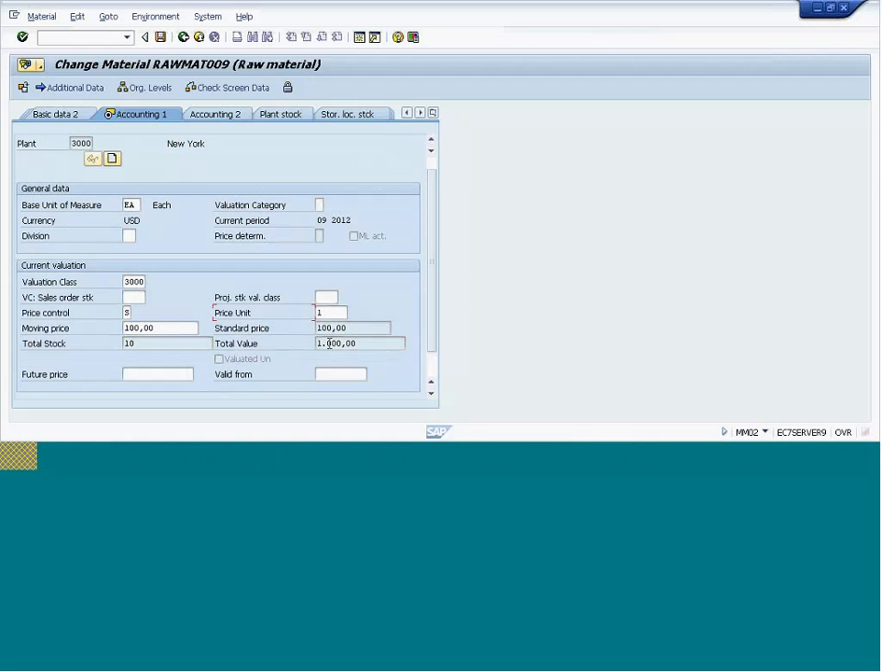Now if I procure another 10 materials with $50, my total value would not be 1,500. It would be 10 times 100. Raghu, just a second. So Bhushan, if I procure 10 materials with $50, the total value here would not be adjusted. It is always valuated at $100 only, because it's not a moving average price. That's what I am going to show.